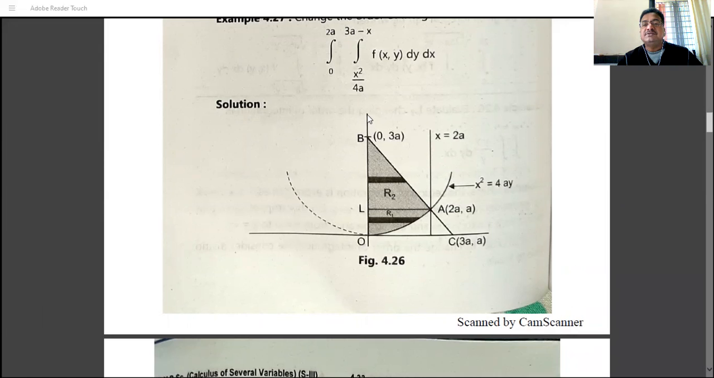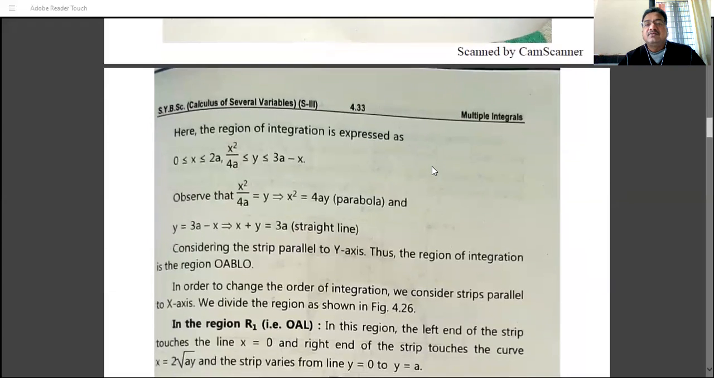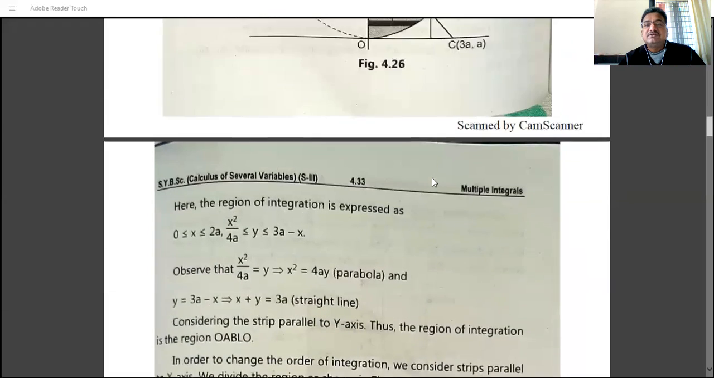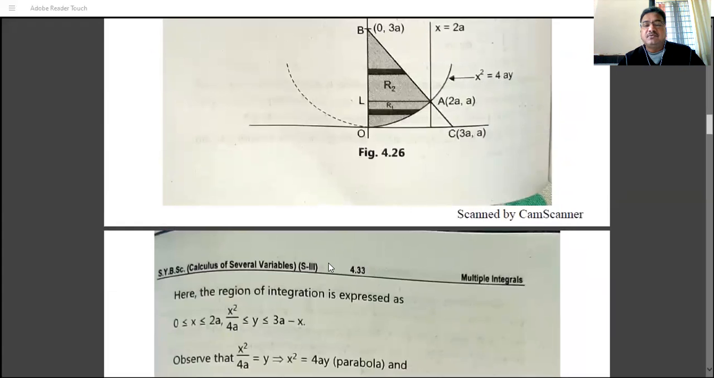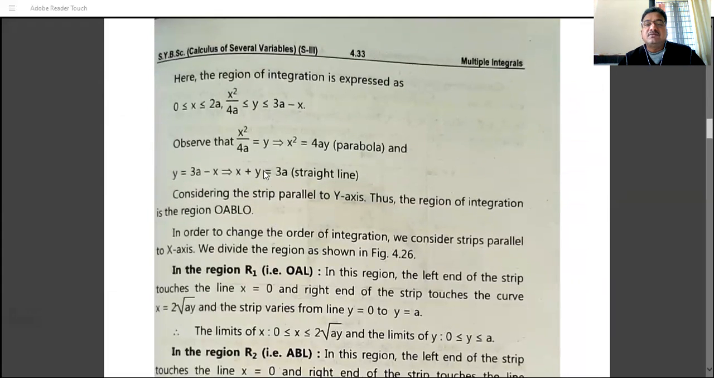Okay. Then next is x is equal to 0. x is equal to 0 means y-axis, this y-axis. And x is equal to 2a is this line. And if we find the point of contact of this straight line and this parabola x square is equal to 4ay, then we have it is (2a, a). So how we can find this point of contact? So solve these 2 equations, x square is equal to 4ay, and x plus y is equal to 3a.